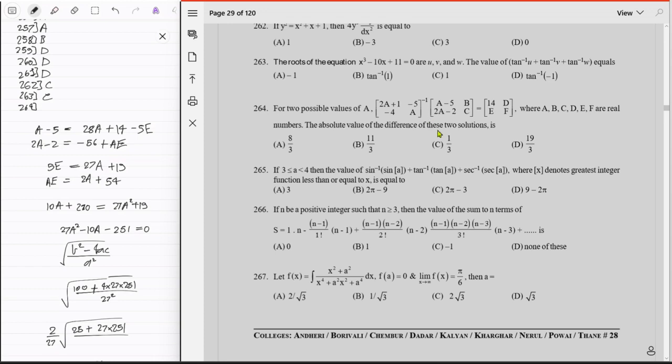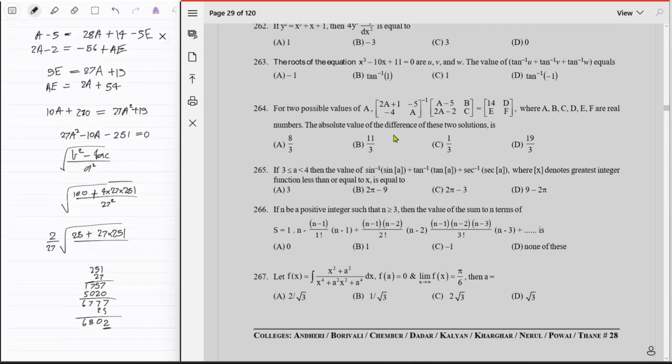अपन ने क्वेश्चन से क्या किया, so a minus 5 that is equal to ये चीज मैट्रिक्स अप्लाइड ऑन दैट which is like 14e, so just 14f which is 28a plus 14 and minus 5e, yes, that's right. और दूसरा क्या था, 2a minus 2 that's equal to ये चीज but applied on that which is a, yes, so negative 4 and 6, negative 56 plus ae, understood. So that means ae is equal to 2a plus 54, yes, granted. और क्या है 5e, that's equal to 27a plus 19, yes.